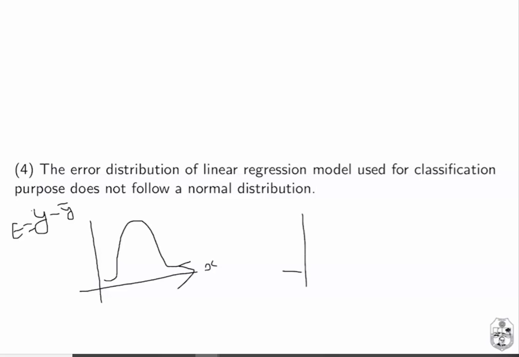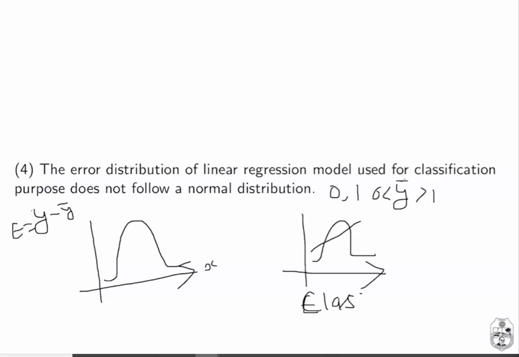But in this particular classification problem, the output values always take 0 and 1. The predicted value also belongs normally in the range between 0 and 1. So you will not get such a normal distribution in the case of a classification problem, and that's why we are not going to use the linear regression method to solve the classification problem. So these are the four reasons why a simple linear regression technique fails to solve the classification problem. Thank you.